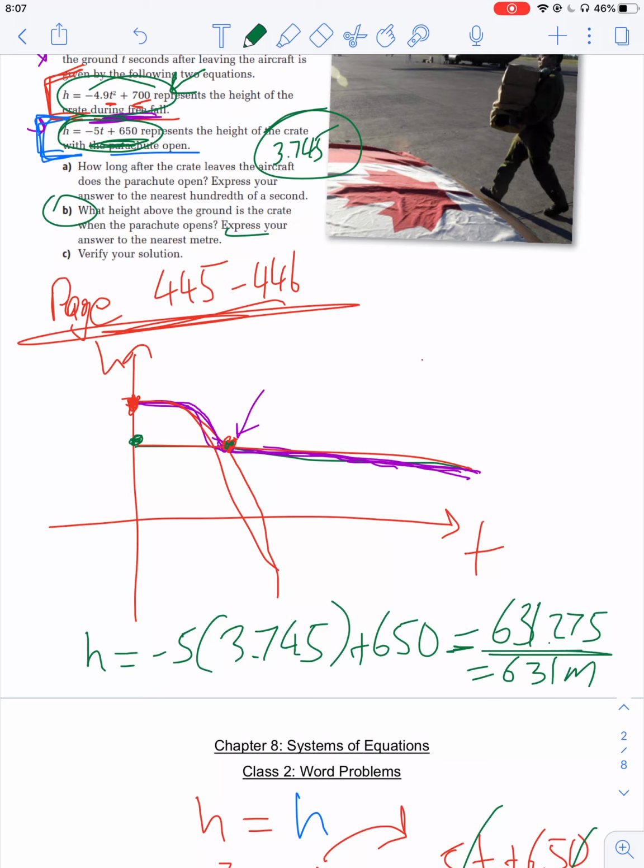Because again, this is not my answer, right? My time is not exactly 3.745. It's an approximation, so you might be slightly off. It might be 6.31 point something else in the quadratic function, but when you round it to the nearest meter, it's going to be the same thing. So this is how you would do the question.